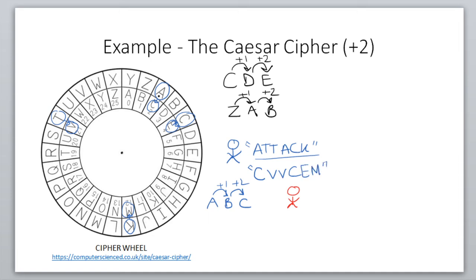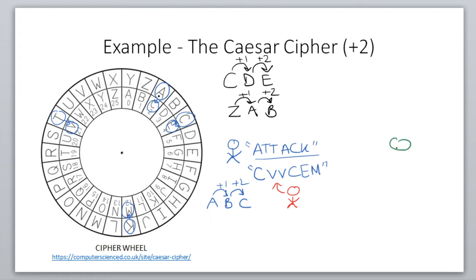So the encoded message would now read CVVCEM. Clearly, this is not an understandable word, so even if the enemy was to intercept this message, they would not be able to understand what it means.